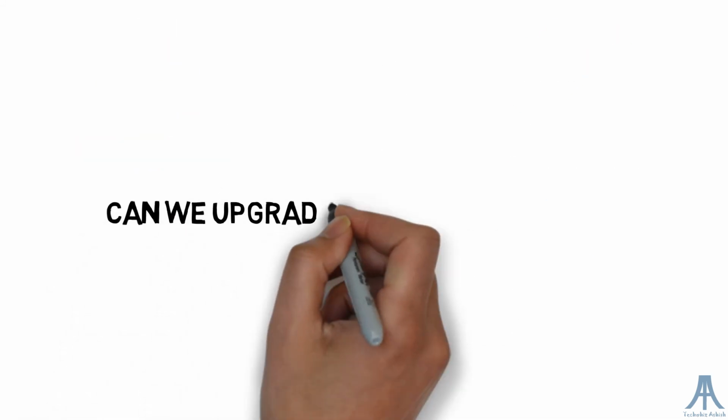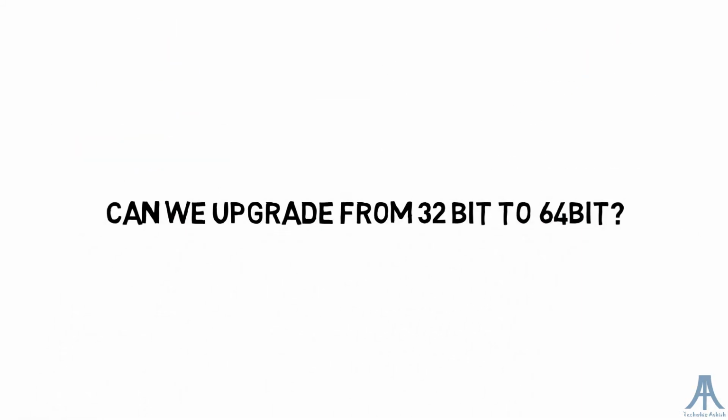Can we upgrade from 32-bit to 64-bit? Yes. If you want to upgrade a 32-bit operating system to a 64-bit operating system, you need the required hardware such as a 64-bit CPU. Then upgrading your operating system from 32-bit to 64-bit will wipe out all your data and applications. So it is recommended that you back up all your data before you proceed.